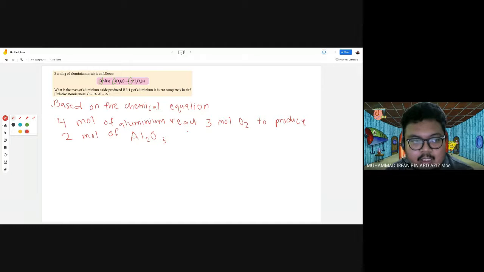Based on the chemical equation you can tengok dia punya balance chemical equation. The base ratio dia adalah 4 mole of aluminium, number depan, will react with 3 mole of oxygen to produce 2 mole of aluminium oxide. This is the base dia. Kita tak calculate lagi yang the real punya. Next baru kita calculate the real aluminiumnya. This is step 1. Step 1 cikgu tulis kat sini. Step 1, write this. Okay, step 2.